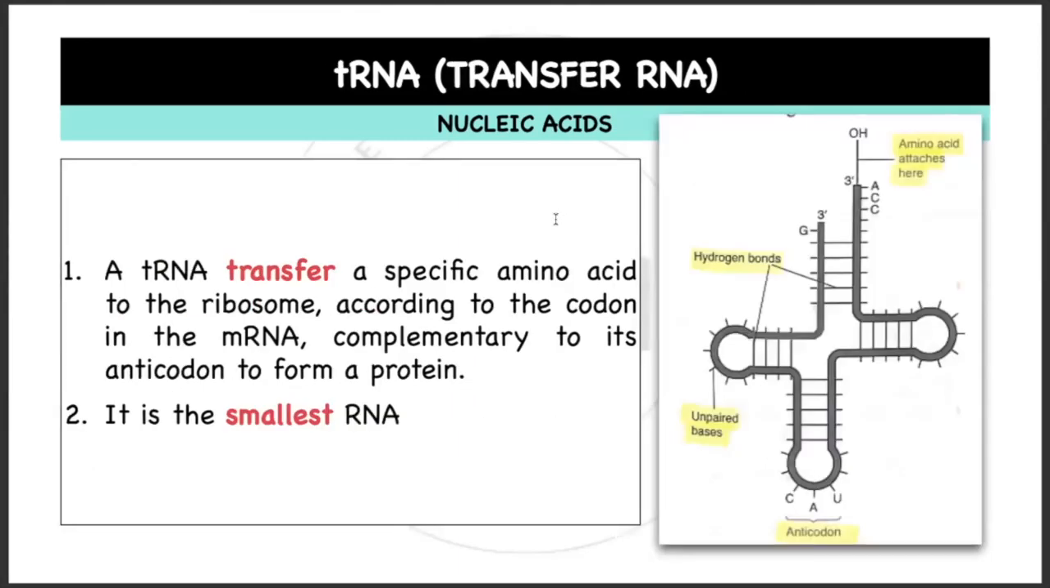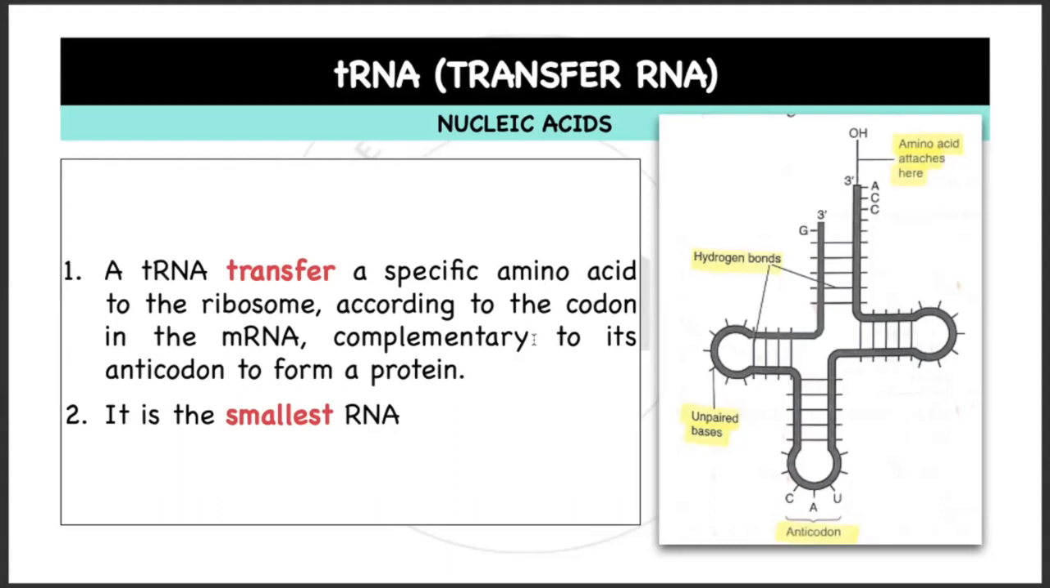Okay, finally you have tRNA, transfer RNA. A tRNA transfers a specific amino acid to the ribosome according to the codon in the mRNA. It is complementary to its anticodon to form a protein. It is also the smallest RNA.